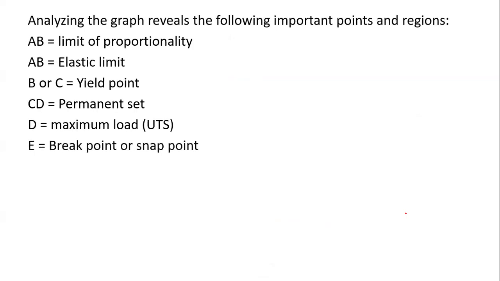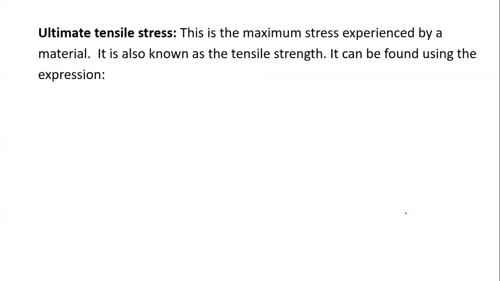Those are the same things we mentioned there. Now, what is this UTS? We already said that the UTS for a particular material is the maximum stress a material can experience, especially when tested to destruction. In other books, this is known as the tensile strength.